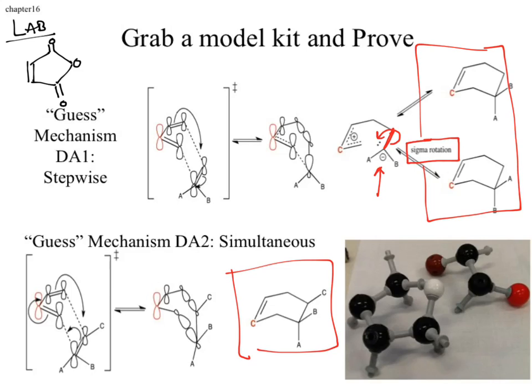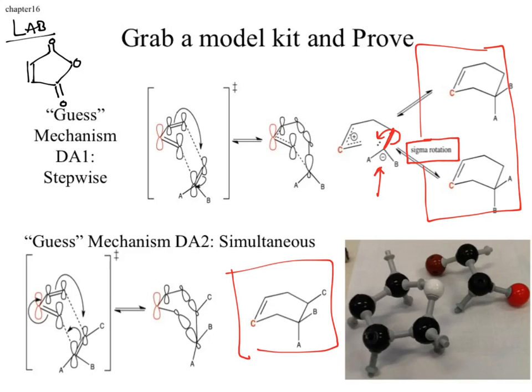In the other, because it's happening simultaneously, there is no rotation. It can't rotate. A pi bond is formed. The mechanism differences are ultimately all hinged on that sigma rotation. If the sigma bond rotates, if we can find evidence of that, we're looking at a DA1 mechanism. It's stepwise. If we see no evidence of a bond rotation, we would consider the concerted mechanism, the DA2.